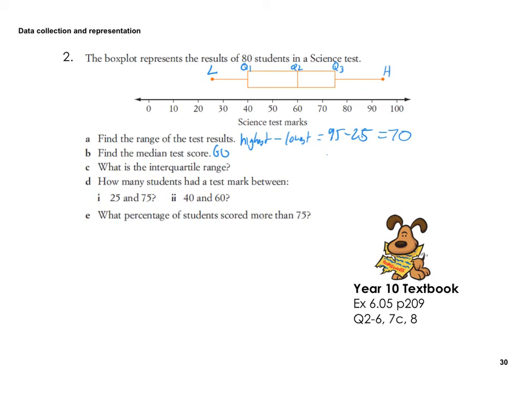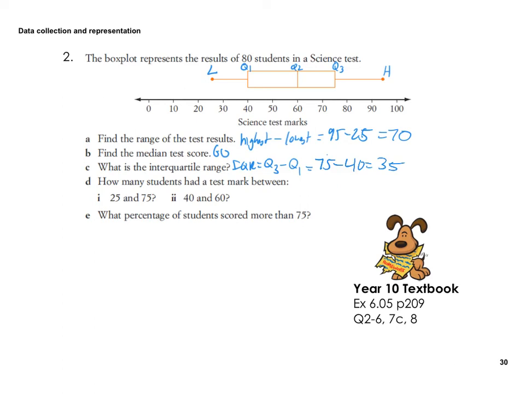Part C, interquartile range, IQR. Remember, it's going to be Q3, take away Q1. So this line, take away this line. So that Q3, I'd say, is 75. So 75 take away 40, which is 35.